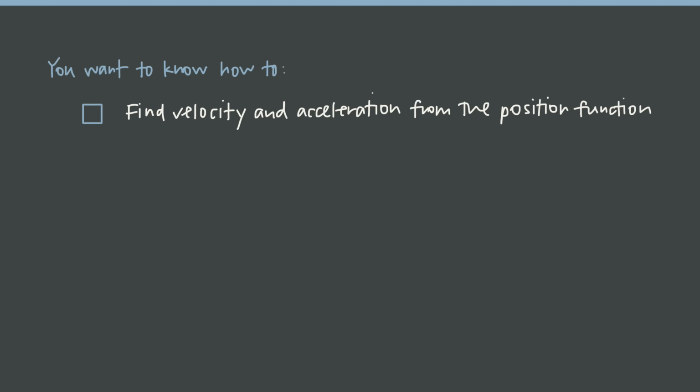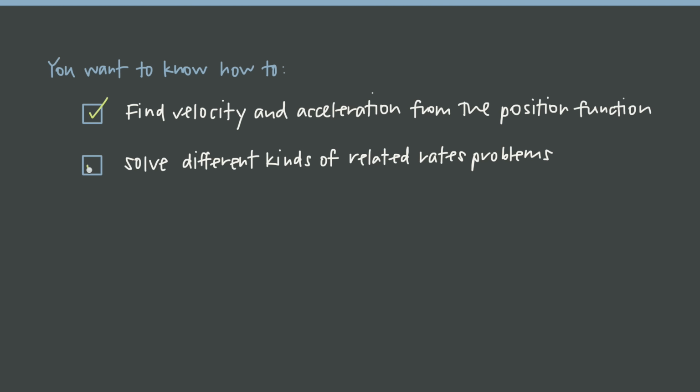Okay, so that's it for Unit 4. You really want to make sure that you know how to find the velocity and acceleration function given the position function and answer all kinds of questions about those three functions. You also want to make sure that you know how to solve lots of different kinds of related rates problems. And remember that these get a lot easier with practice, so the more of these you can practice, the better.